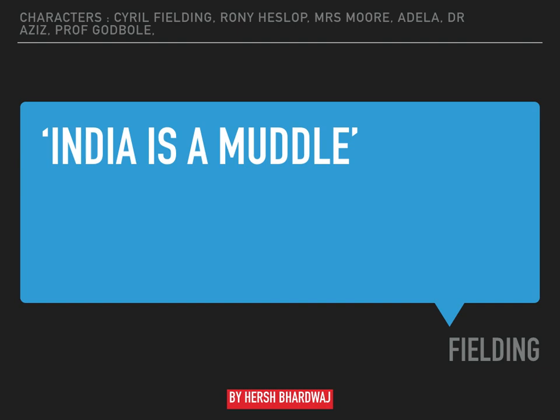She is the center of the plot in this novel in many ways. So keep an eye on Adela when you're reading the book. She is important. Dr. Aziz is by far one of our most important characters, and the novelist E. M. Forster has actually given him the most important and the largest scope and space in the book. So Dr. Aziz is very important.